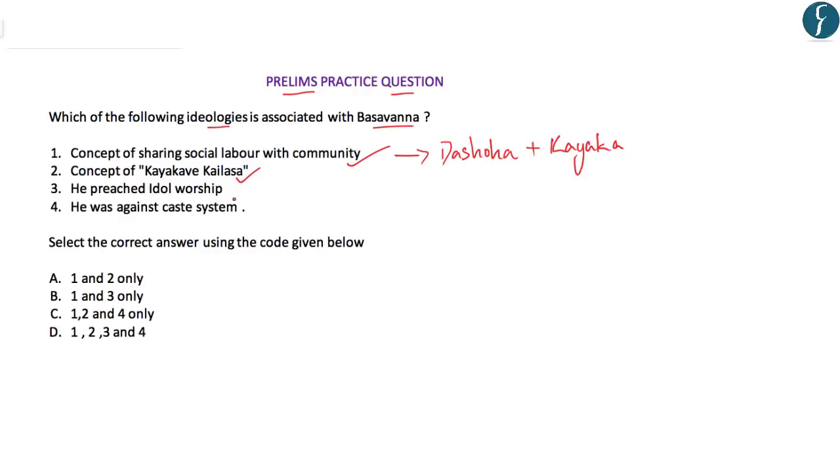Third, he preached idol worship. This is wrong. We had discussed that he is a staunch opposer of the Brahmanical domination, including caste system, idol worship, untouchability, etc. Fourth, he was against caste system. This is right. Therefore, the right answer becomes C, 1, 2 and 4 only.